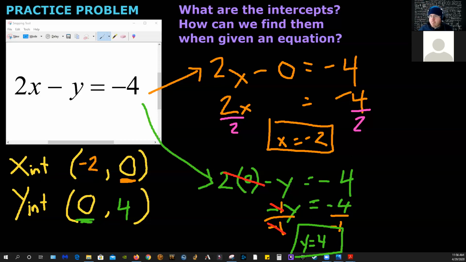Awesome. All right, the people here in chat, should we do one more practice problem like this, or should we move on to the really hard stuff, finding intercepts from a table? Hard stuff it is.